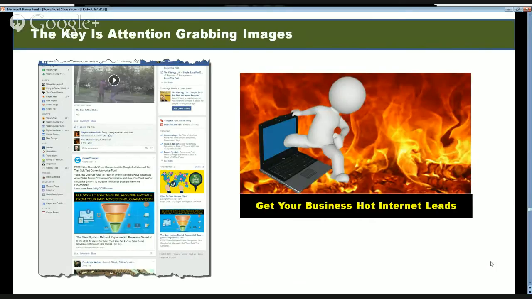And it says, get your business hot internet leads. Okay, it tells them exactly what it's about. It's going to filter people out. People that are not interested in hot leads are not going to be interested and they won't click on this ad. But again, you use the copy underneath it to qualify it even more.